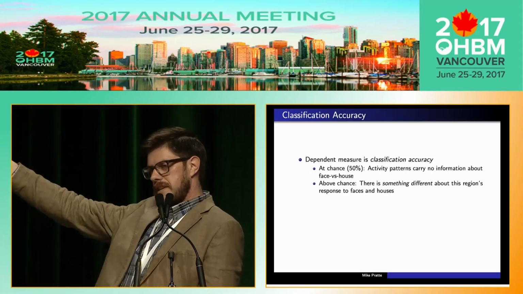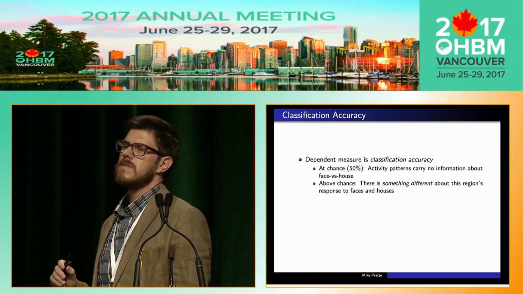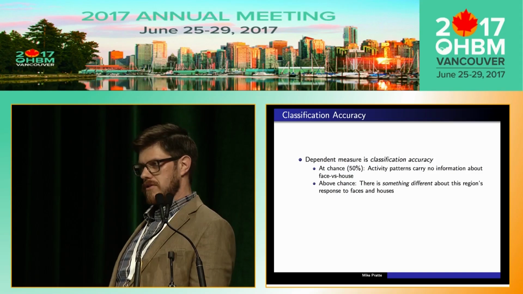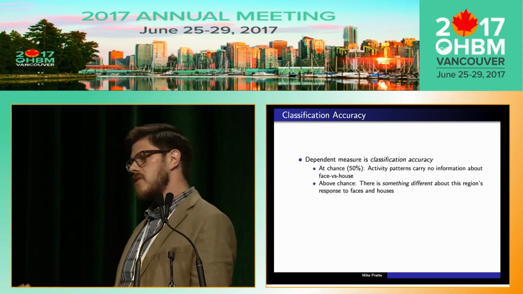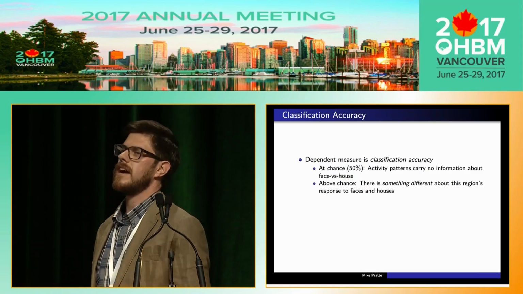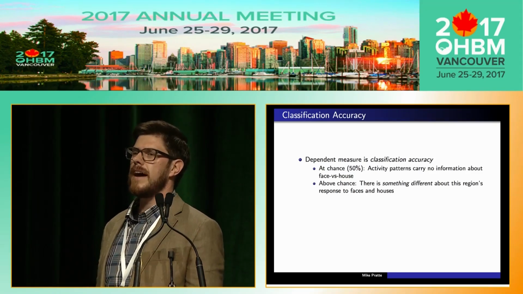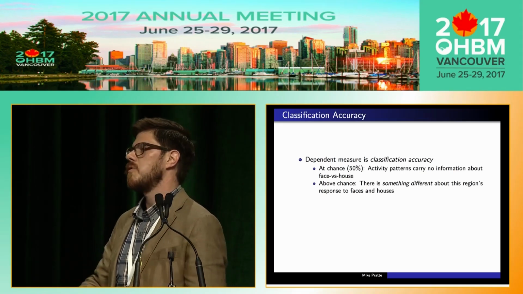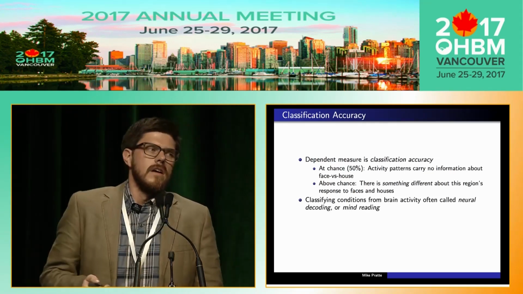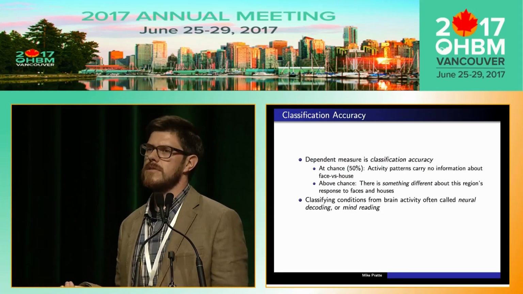How good is the classifier doing? In my simple face-house example, if there's no information in this pattern, then this classification accuracy will be at chance. Chance here, because there are 2 choices, is 50%. So if V1 doesn't care about faces and houses, my classification accuracy will be at 50%. But if there is some information in the pattern, classification accuracy will be above 50%. It's dead simple logic. So this approach is sometimes called decoding or neural decoding.